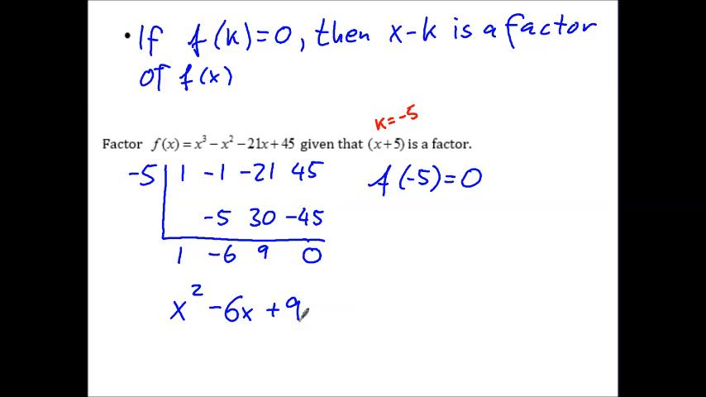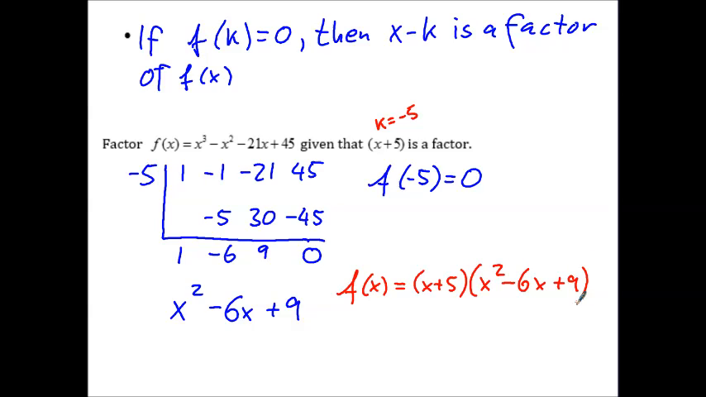So you really should think about what we do with our polynomial division. We peel off a layer of exponents from every one of the terms, almost like peeling an onion layer by layer. And we can now rewrite our function f of x. F of x is equal to x plus 5 times x squared minus 6x plus 9.